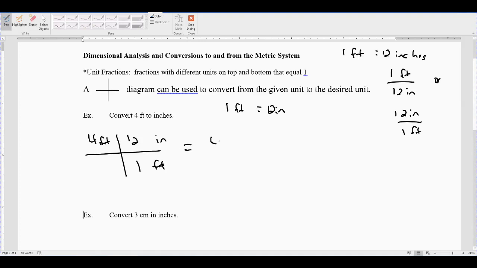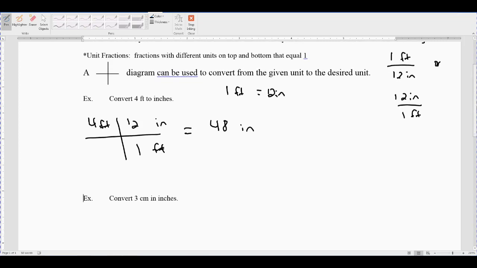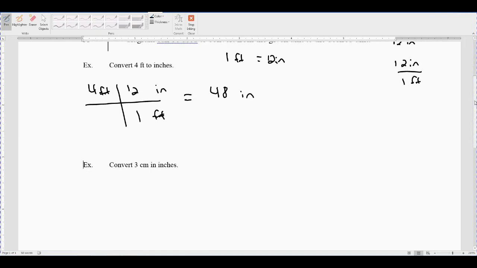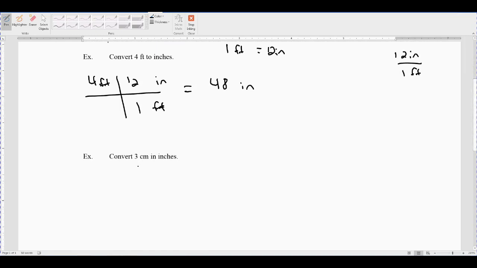4 times 12 is 48 inches. And then the 1 on the bottom, I don't worry about 1s on the bottom. So the answer is 48 inches. Which you probably knew that. But I use an example so you can see how it actually works, that you might already know the answer to. Now we're going to convert 3 centimeters to inches.